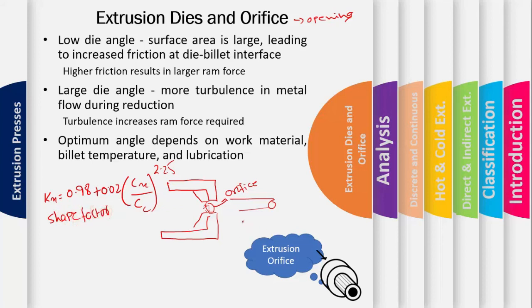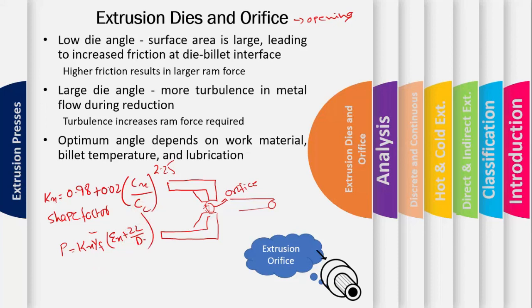So if you have some other profile of the orifice other than the circular one, we have to add a shape factor in our formula. So our formula would be pressure equals kx into the average flow stress into the remaining same, extrusion strain plus 2L by d0, right? So this will be our pressure base.